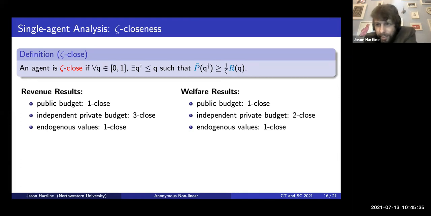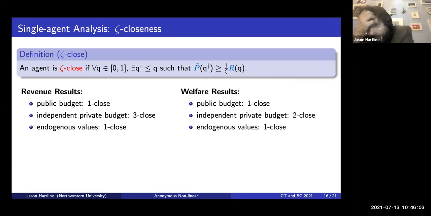Okay, so in the paper we proved a number of zeta closeness results. Amazingly, in many settings of interest, zeta is 1. Well, what does it mean for zeta to be 1? It means you take an approximation result for linear agents, and you don't lose anything in extending that result to nonlinear agents. So the same bound holds.